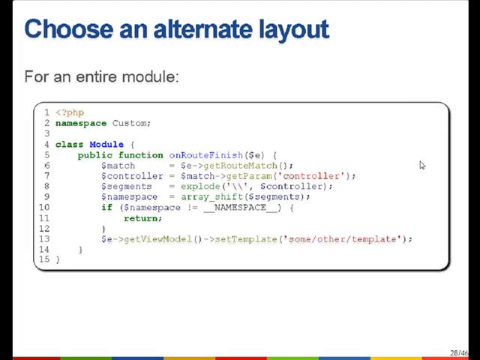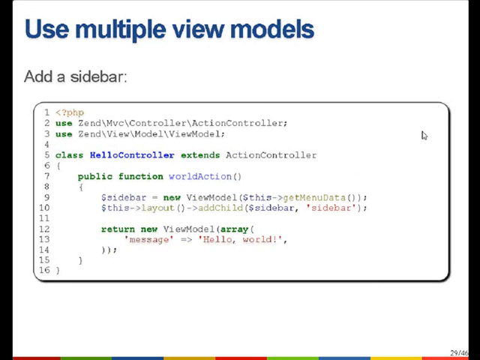So this is some boilerplate that you'll see quite often: choosing to do particular actions when the namespace of the current controller matches. Now, another thing that you can do is use multiple view models.